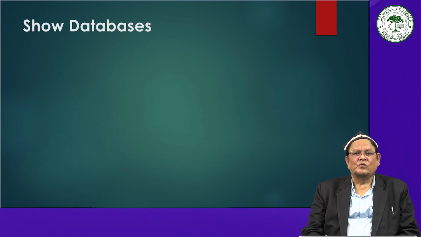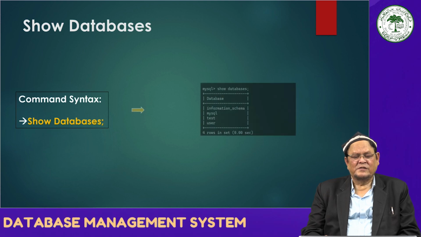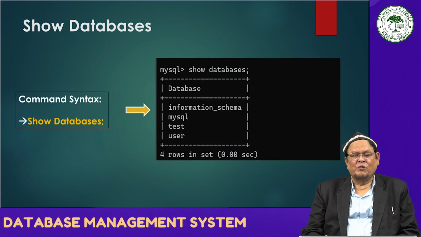Then you want to see show databases. It means we can see by this command show databases. The answer will be on the screen. It will show the databases. There are 4 rows: information schema, MySQL, test, and the user. Because I have used a database user, so it will show the user.